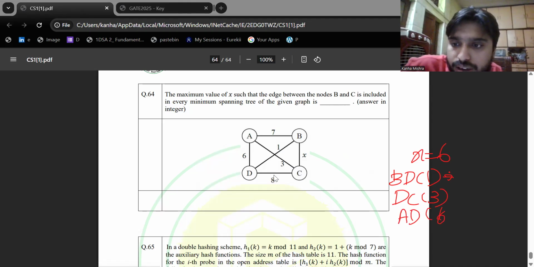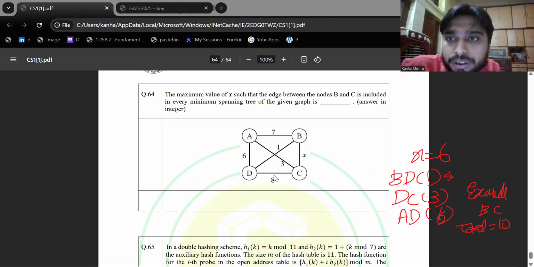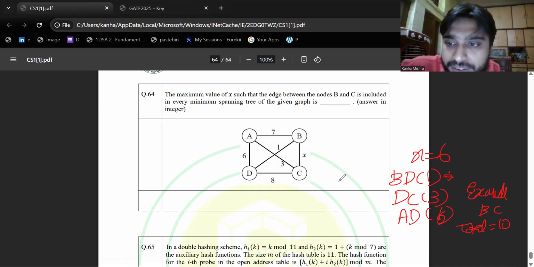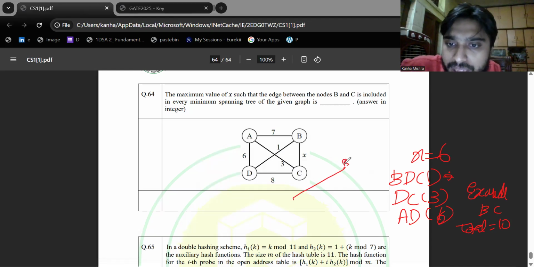and AD is 6. Okay. And it will exclude BC. So total comes out to be 10. So if I draw what I'm saying, BD, DC, and AD, this is what the tree will look like. So it is connected. BD is 1, DC is 3, and AD is 6.